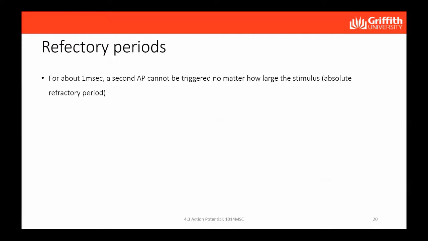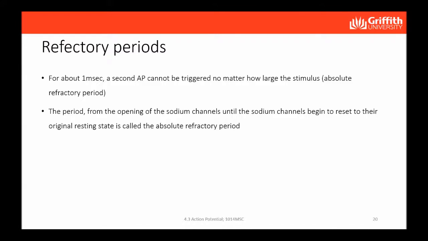When a region of a neuronal membrane is generating an action potential and its voltage-gated sodium channels are open, the neuron cannot respond to another stimulus, no matter how strong the stimulus is. This period, from the opening of the sodium channels until the sodium channels begin to reset to their original resting state, is called the absolute refractory period. The absolute refractory period lasts roughly about 1 millisecond.